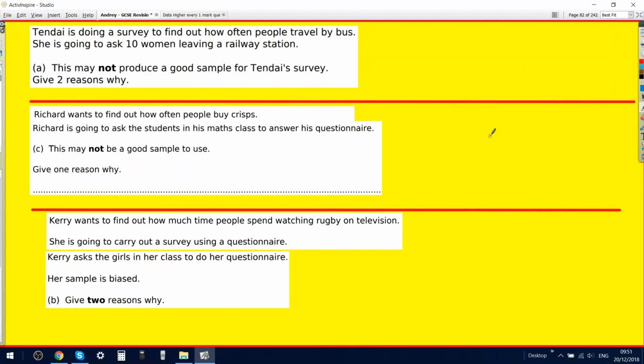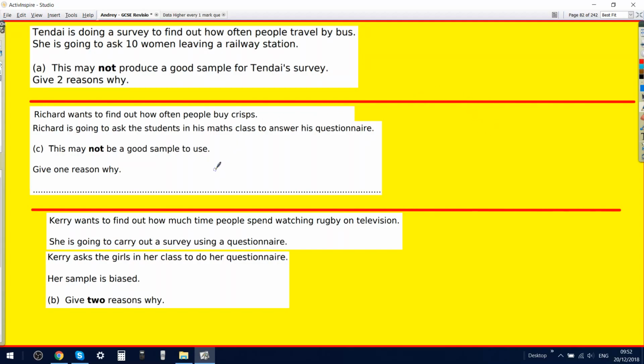Let me just see something. Yeah, how about the middle one? I'm not really sure what the relevance is between a maths class and crisps.